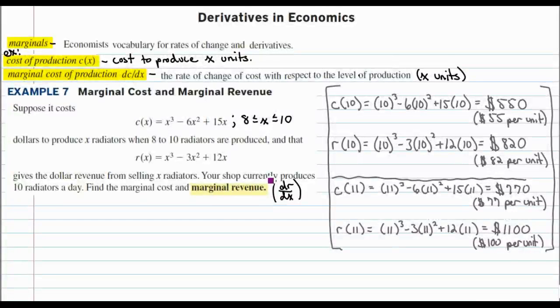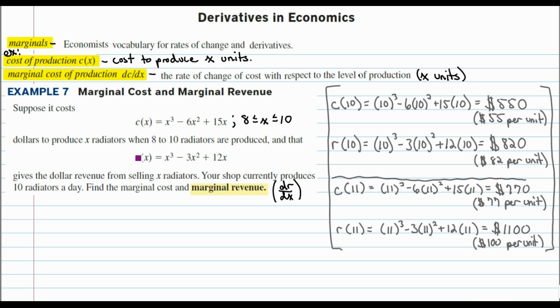This is the screencast for section 3.4, example 7. We're going to look at some derivatives in economics. A marginal is an economist's vocabulary for a rate of change in a derivative. So a couple examples you'll see here: there's a cost of production formula. Then the marginal cost of production would be the change in cost with respect to the level of production.